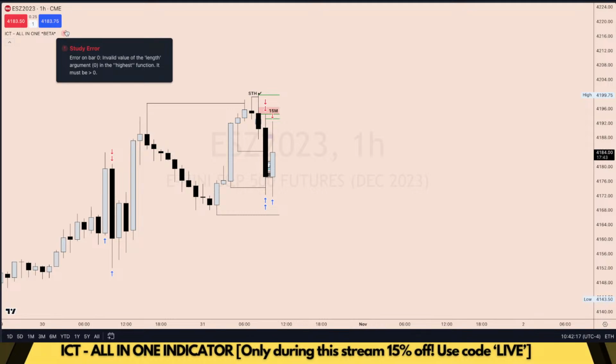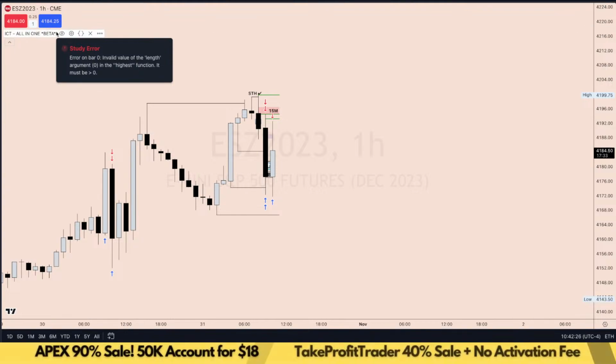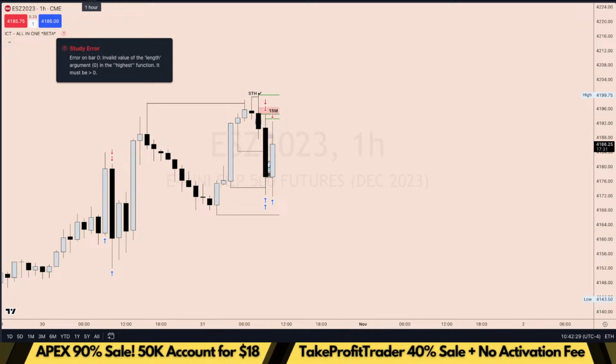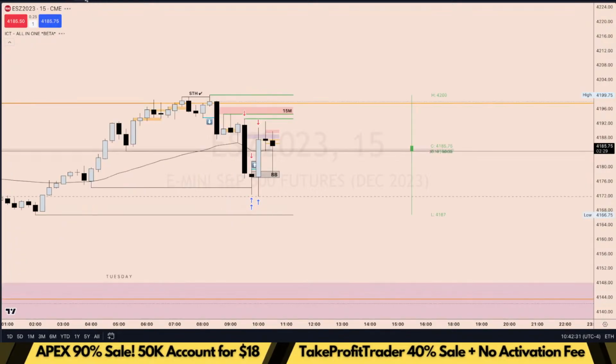Error on bar 0. Invalid value of the length argument in the highest function, must be greater than 0. Interesting. More and more bugs that I see here in the beta version. That's why it's not out there yet. It could take a while.